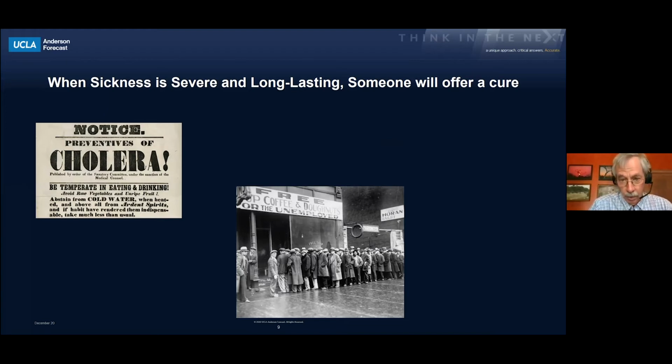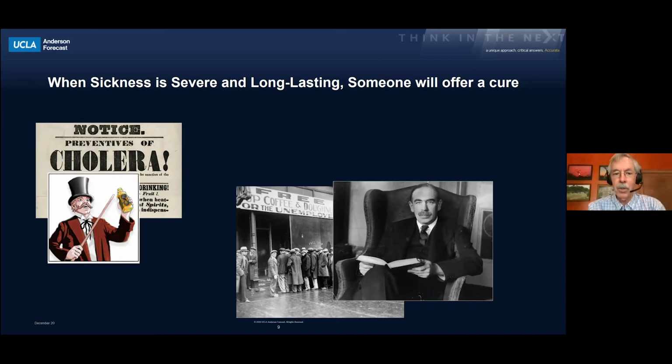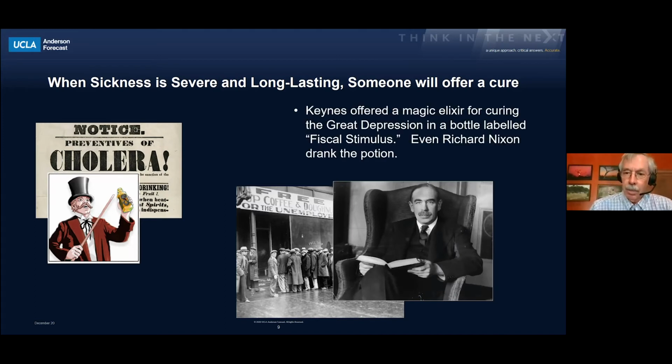And we have two illnesses being depicted here, with cholera in the 1880s, and then the Great Depression of the 1930s. For cholera, there were all kinds of people offering secret potions that would prevent or cure your problems with cholera. And it was John Maynard Keynes who offered us a cure for the Great Depression, bottled in a label that was called Fiscal Stimulus.